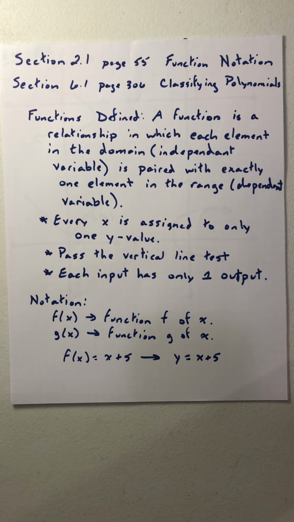Welcome back. So today what we want to focus on is sections 2.1 and 6.1. And we're not doing the entire section, we're just pulling a couple pieces out of each one of them. In section 2.1, we're going to talk about function notation. We're going to start by defining a function and then talk about how we can come up with the value of a function. And then in section 6.1, we want to go over the classification of polynomials.